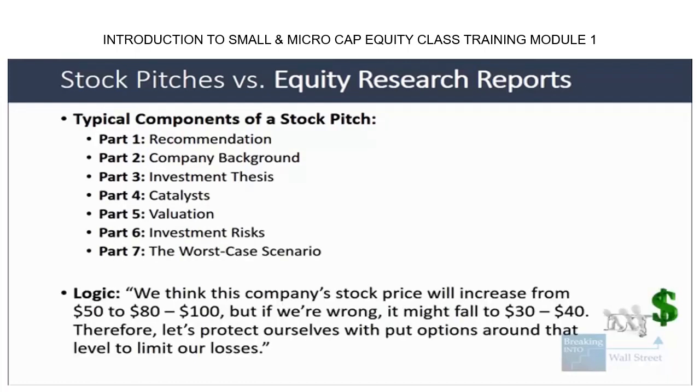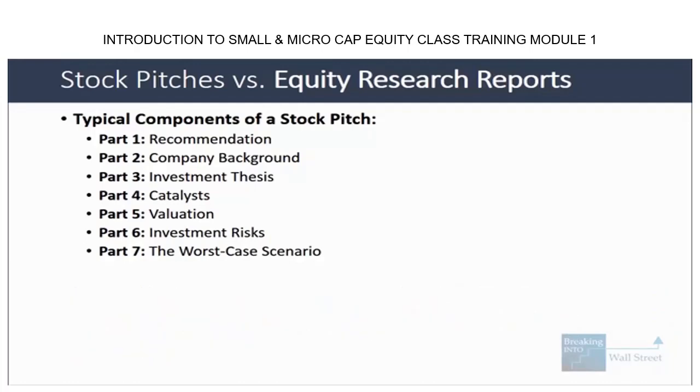So the overall logic is to say that we think this company's stock price will increase from $50 per share to $80 to $100 per share. Now we might be wrong, and if we're wrong, it might fall to around $30 to $40 per share. So there is more upside than there is downside, but since there is that downside risk, let's protect ourselves by buying put options around that level to limit our losses. So if the stock really starts falling, we can exercise those put options and reduce our losses.